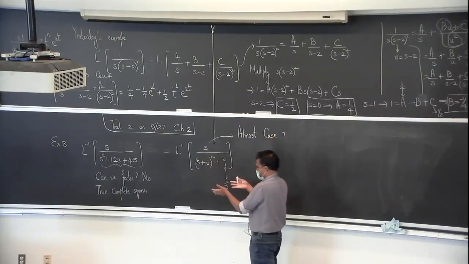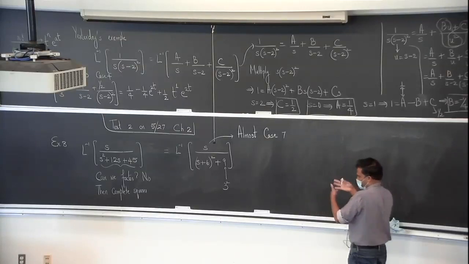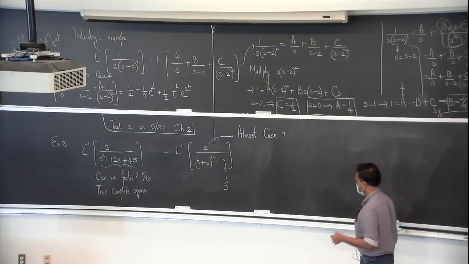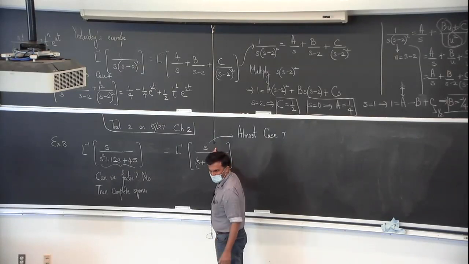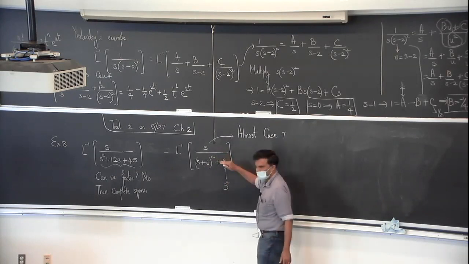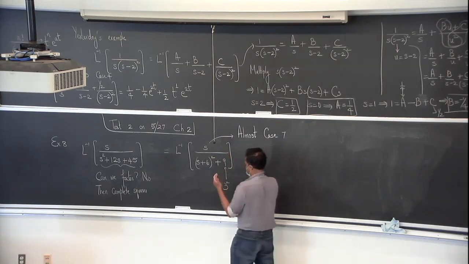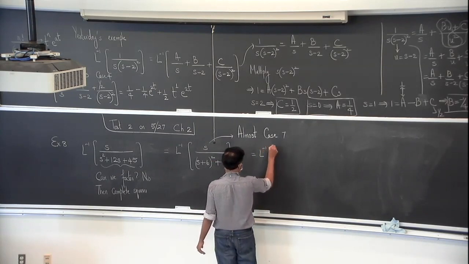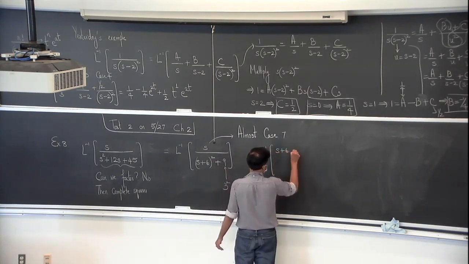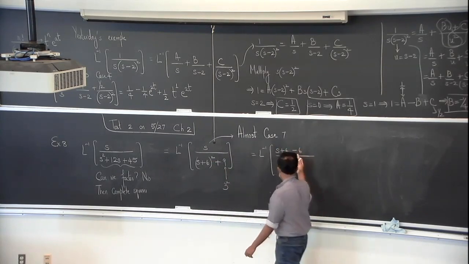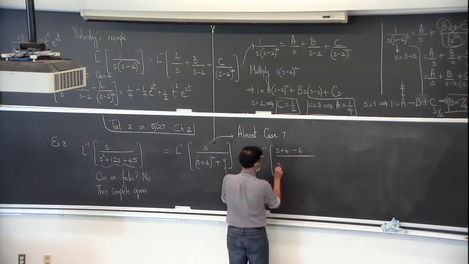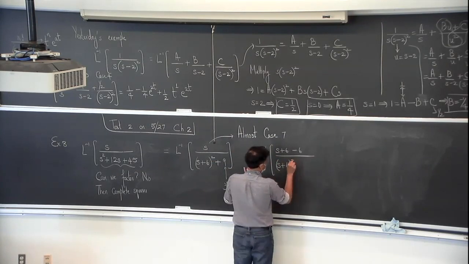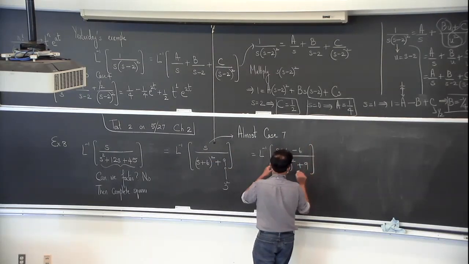Because you cannot create an s. There should be an s to start with. So almost case number 7. What we need is an s plus 6 here. And how do we make that happen? Add and subtract 6. L inverse of s plus 6 minus 6. Effectively, I haven't done anything, but I have done something. Over s plus 6 whole square plus 9.